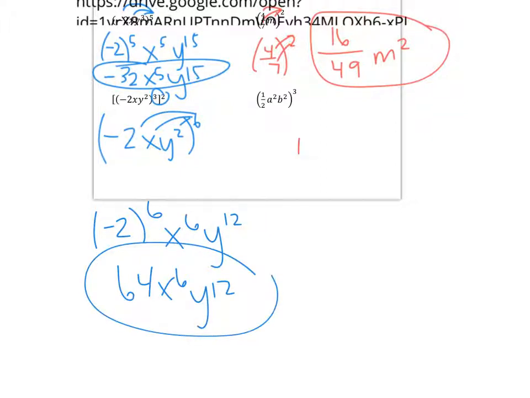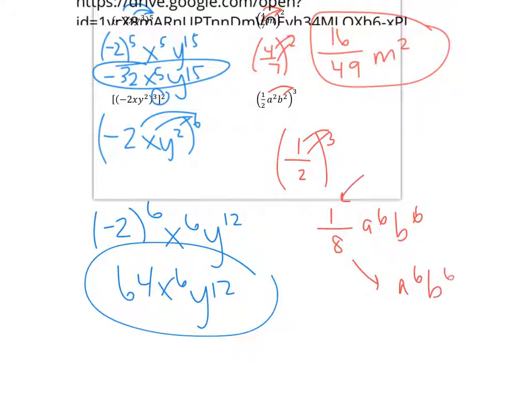All right, for this last example, I have to distribute the 3, so I have 1/2, it's all going to be distributed, 3 is going to go to both of those, so I'm going to get 1 cubed over 2 cubed, which is 1 over 8, and then a to the 6th, because 2 times 3 is 6, and b to the 6th as well. And that would be my final answer. Now I could rewrite that, because I don't really need to write this 1, so I could write a to the 6th, b to the 6th, all over 8. So I don't need to write that 1. I could if I wanted, so I could put that in blue, although you do not need to write that.